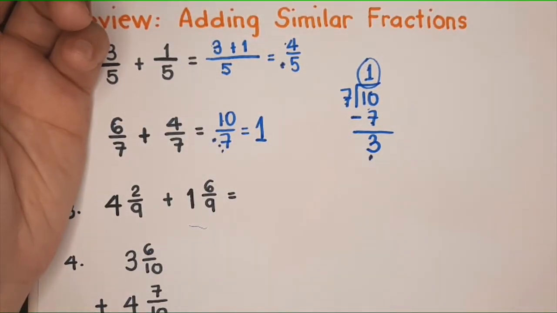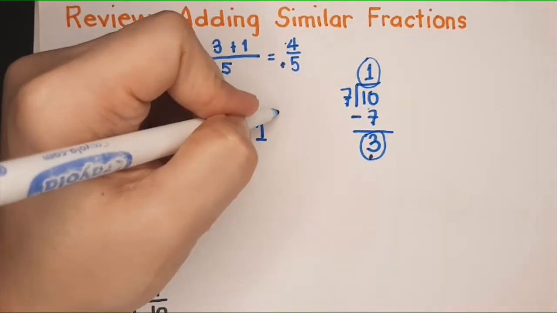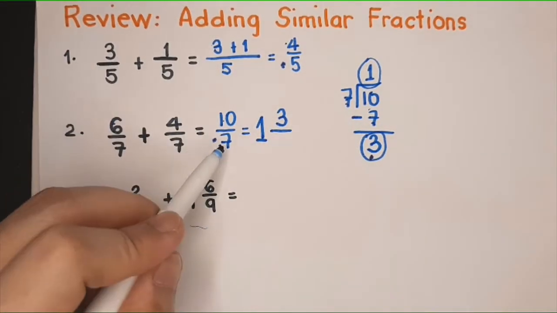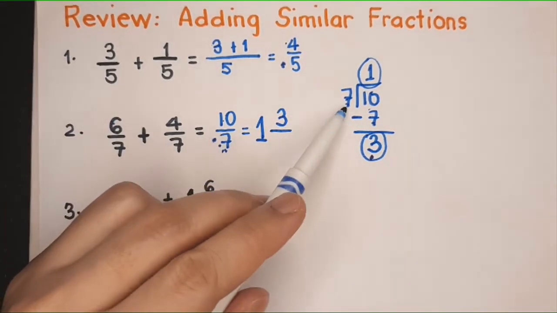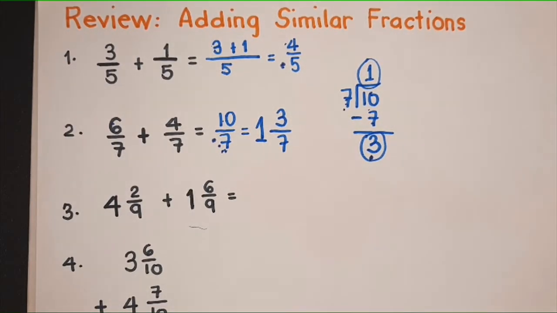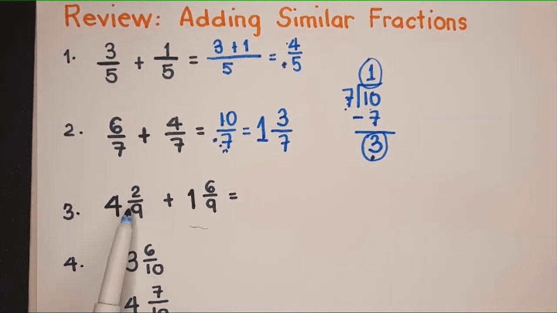And then the remainder, what is the remainder? 3. So, you have 3. And then, the denominator is, ito, kung ano yung denominator dito, the divisor. So, you write 7. Okay, let's continue. What about we add two mixed numbers?